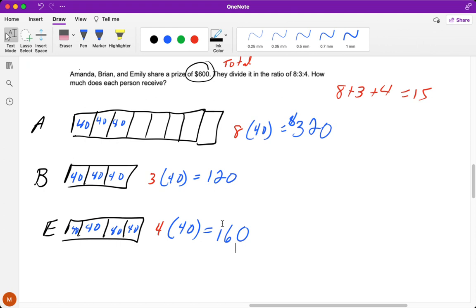This one you could have used proportions, but doing it that way, you would have had to set up and solve it a few more times, which is why maybe the tape diagram could be the best one to use for this. But it's really up to you.